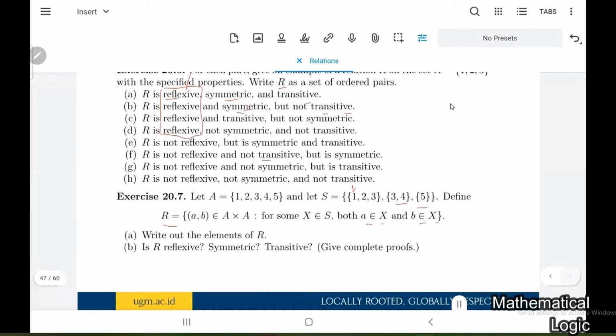And if you look at this carefully, this is not a partition. Why? Because 3 belongs to two classes. Okay, that's for 20.7.